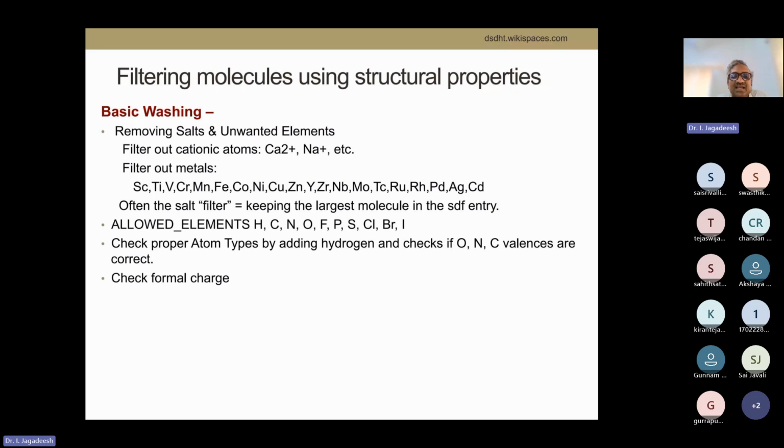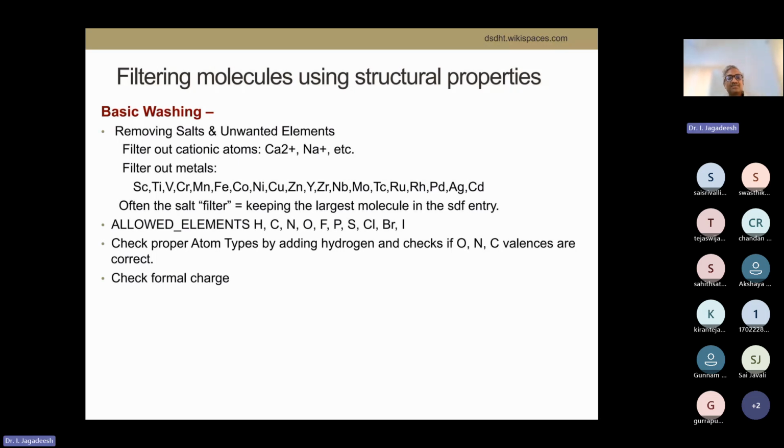Often the salt filter keeps the largest molecule in the data file entry. Keep the elements like hydrogen, carbon, nitrogen, oxygen, fluorine, phosphorus, sulfur, chlorine, bromine, iodine. They all suit us very well: easily available, easy to synthesize, and they make our molecule cost effective. So these chemicals are better to be incorporated, and the filter will be applied based on these elements.